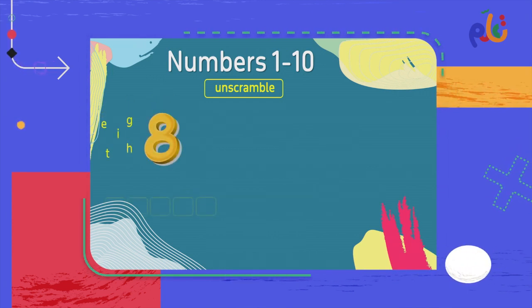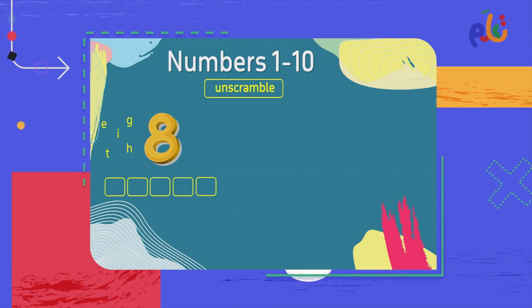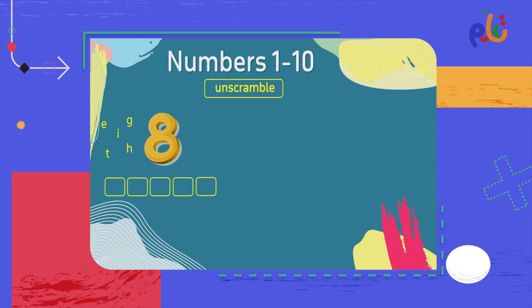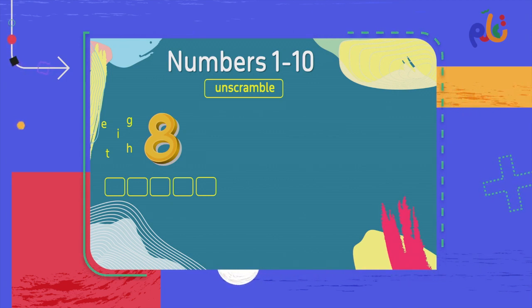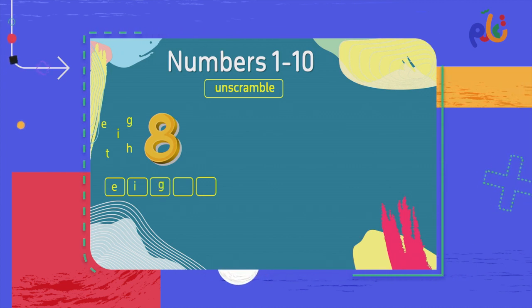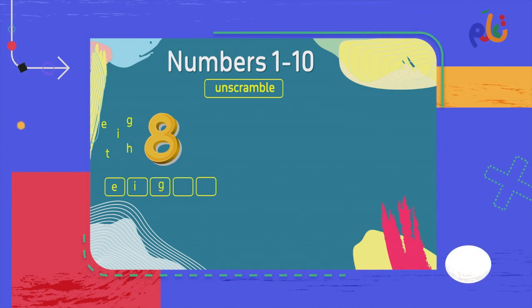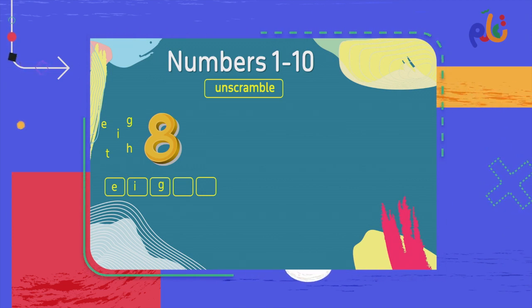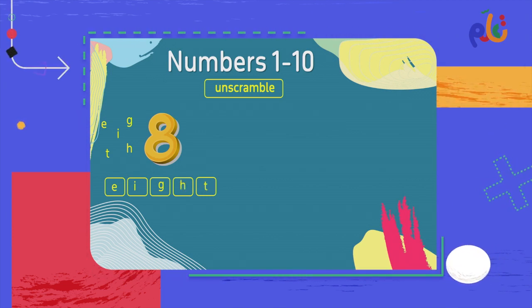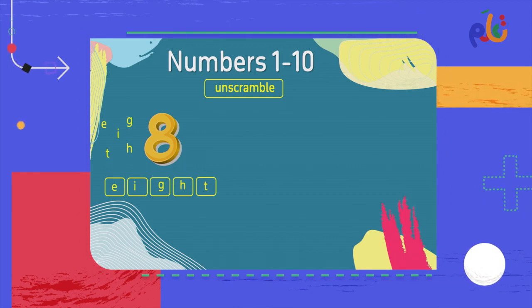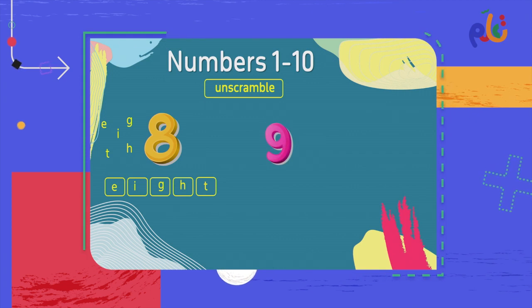8. Now let's put it in its correct form. We start with the E. Correct. We start with the E. E, I, G. What comes after the G? T. No. We put H, T. 8. We don't start with the I. We start with the E.